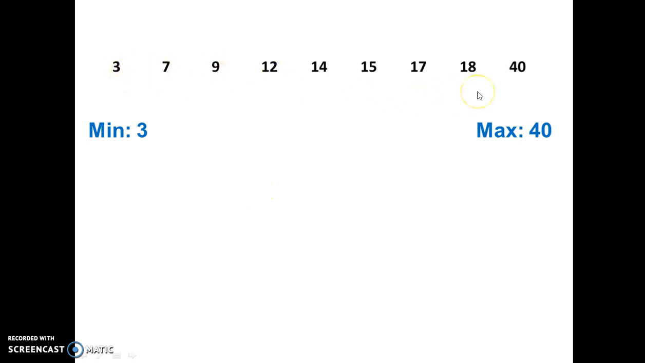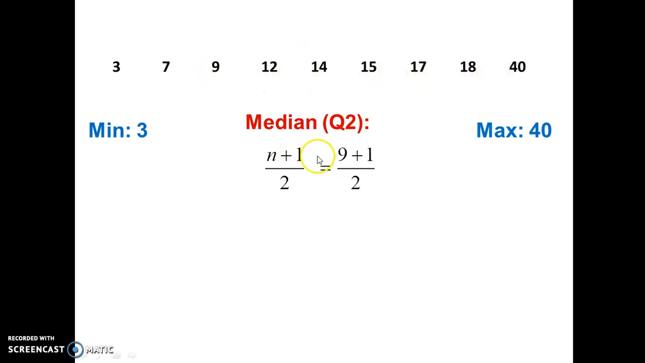Minimum, maximum. The median, quartile 2, is the median. We're going to use this formula to find the position of the median. So what is the median? All right, n plus 1 divided by 2. N is the number of data points in a data set. So here we have 3, 6, 9. We have 9 data points. So 9 plus 1 divided by 2 is 10, divided by 2 is 5.